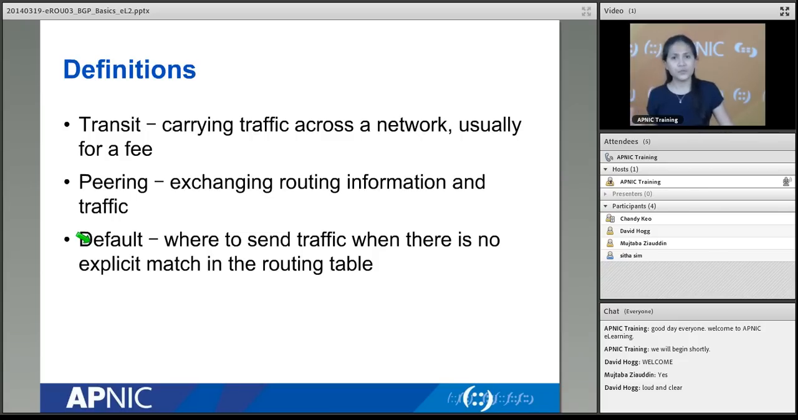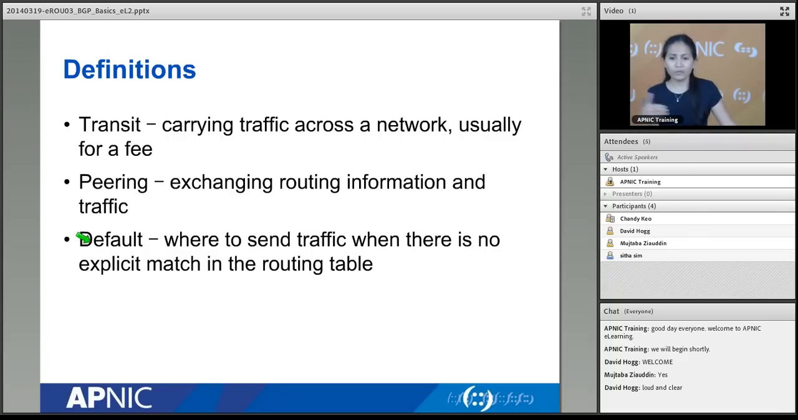If I'm using explicit routing, that means that I have a list of all the IP prefixes and how to send them. I have complete information of the rest of the internet. That is the explicit routing.